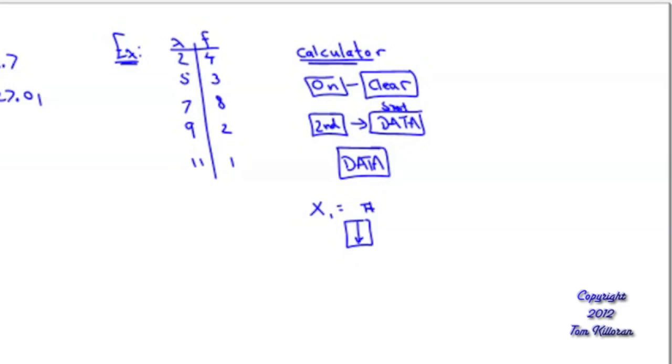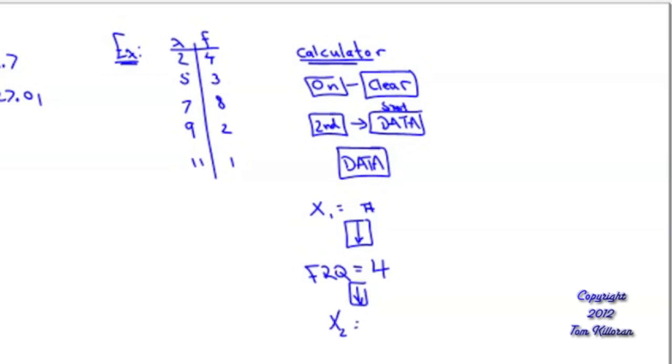Hit down arrow. What's the next thing it says? FRQ equals 1. What's FRQ represent? Frequency. What's the frequency of our data value 2? 4. Right. You don't have to delete anything. All you have to do is hit 4. It replaces the 1 with a 4. So you type in 4. Guess what you hit next? Enter does nothing. Down arrow. So you hit down arrow, that brings you to X2.